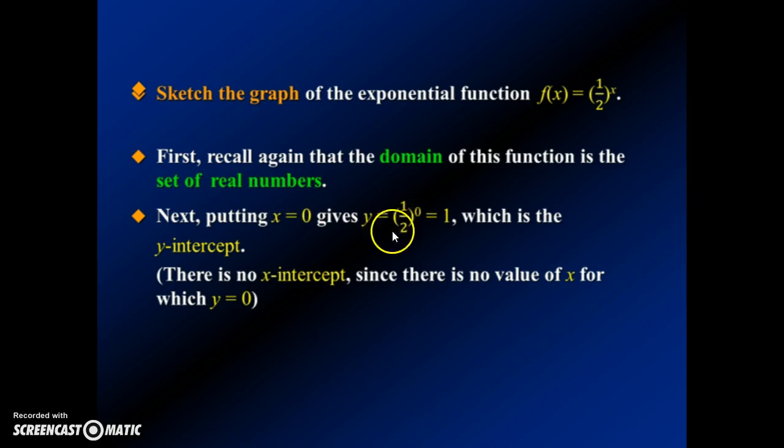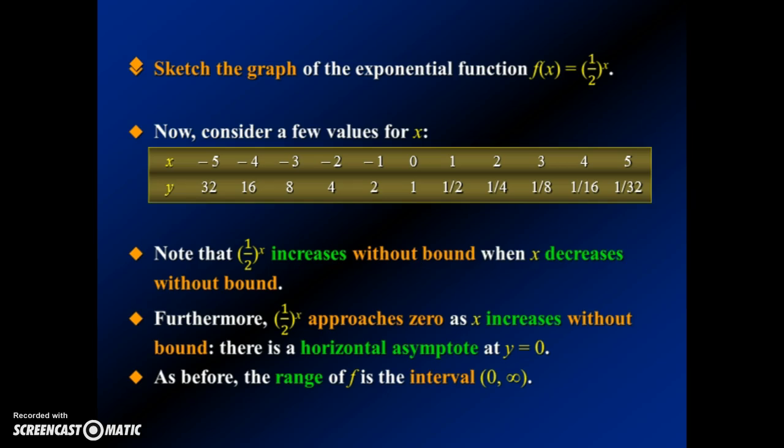If we put 0 in, we get 1/2 to the 0, which is 1. Same y-intercept as 2 to the x. Again, no x-intercept. There isn't an x value we can put into this function machine that will give us an output of 0. So much like 2 to the x, 1/2 to the x is going to behave the same way for those kinds of ideas. The difference is how it behaves in the plane as far as increasing, decreasing.